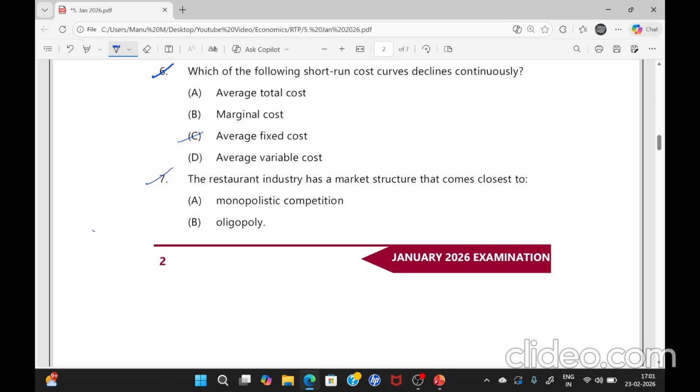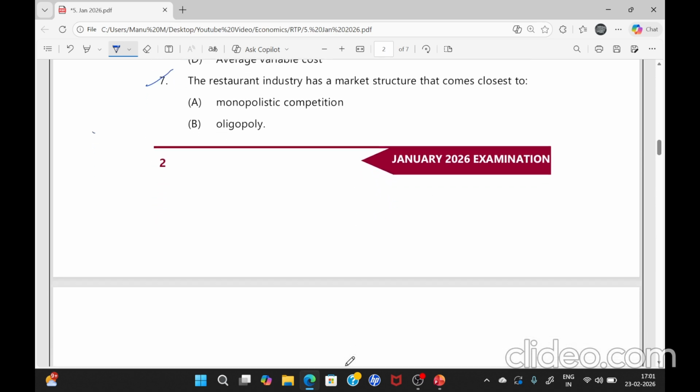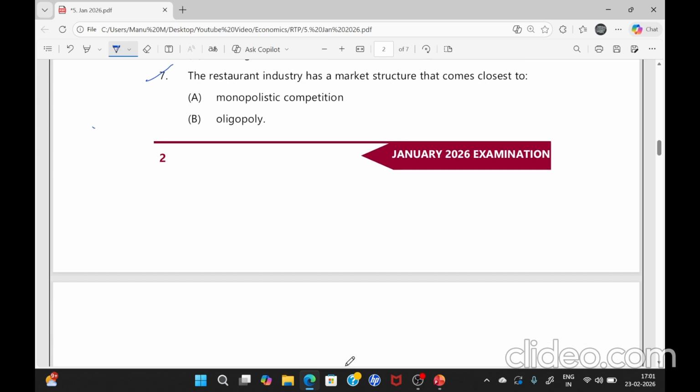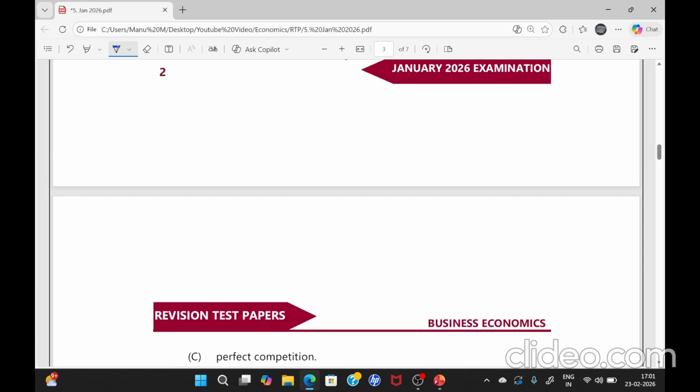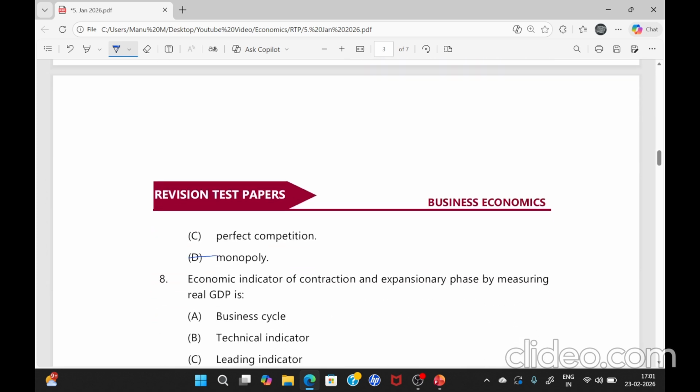Question number 7. The restaurant industry has a market structure that comes closest to. We know that we have different market structures: monopoly, oligopoly, perfect competition, and monopolistic competition. Mono means one, poly means seller. So monopoly means one seller, many buyers. That is known as a monopoly. Here, there are many restaurants. There cannot be a single restaurant, so you can exclude this.